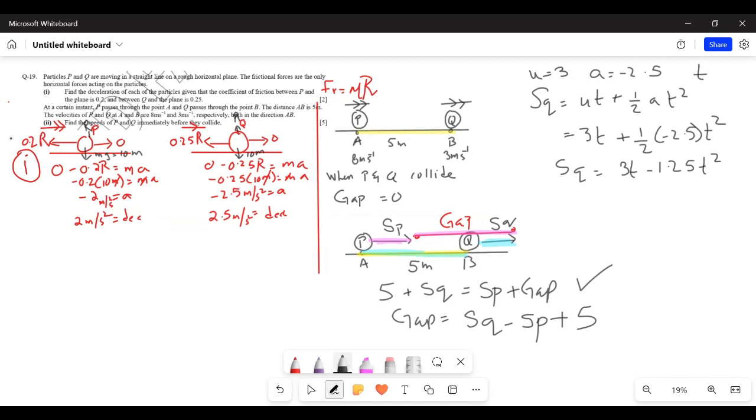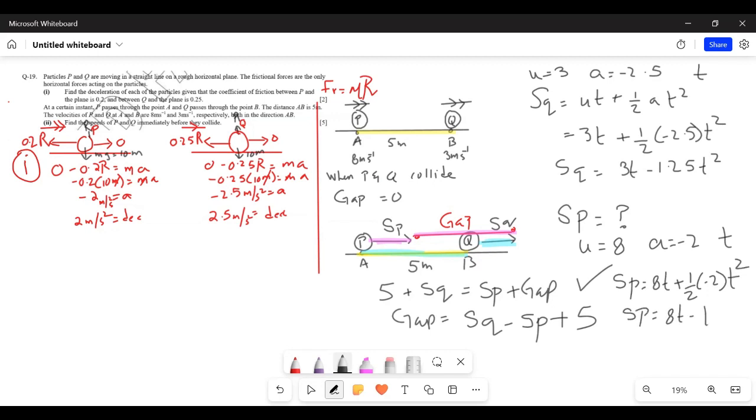So we got SQ. Now we're going to find SP. For SP, what do we know? We know that U is 8. We know the deceleration is 2, that is acceleration is minus 2, and time is t. So we're going to use SP equals ut plus half at square. So it's going to be 8t minus t square.